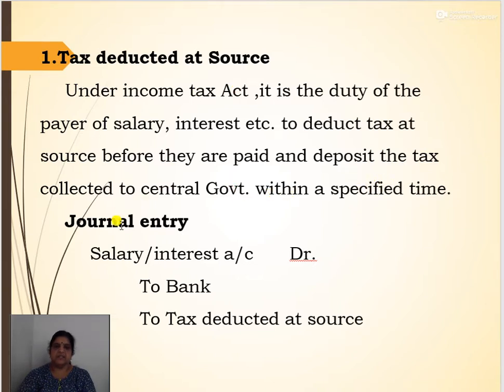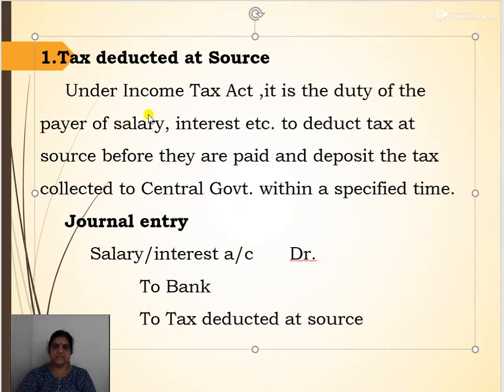So in this case, the journal entry is salary or interest account debtor to bank to tax deducted at source. So the first adjustment, that is tax deducted at source, is as per the Income Tax Act. Now the journal entry is salary or interest account debtor to bank to tax deducted at source.